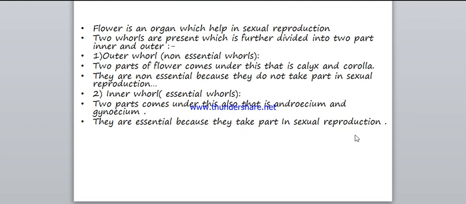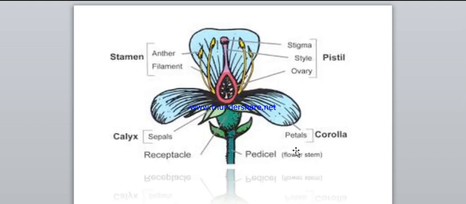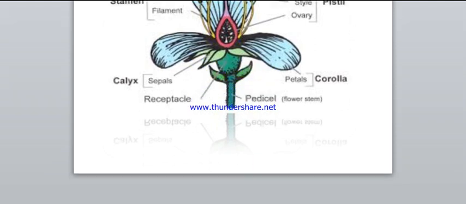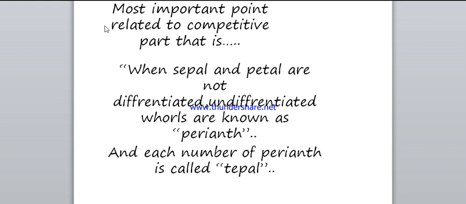Now next is the structure of a flower, which you should draw and remember for board exams. Now the most important point related to competitive exams: when sepals and petals are not differentiated, that means they remain undifferentiated, the whorls are known as perianth and each member of the perianth is called a tepal. Now next slide.